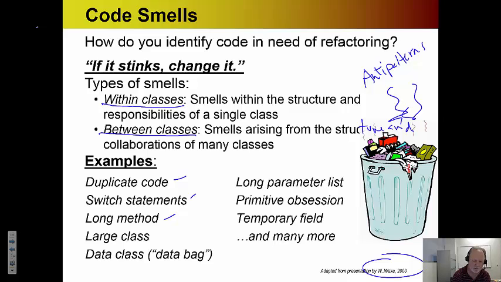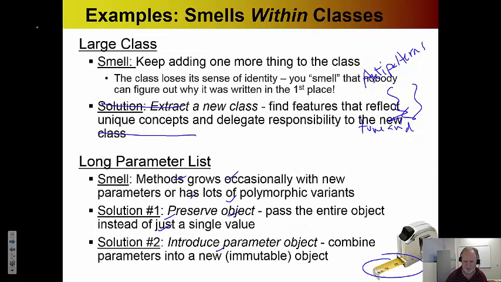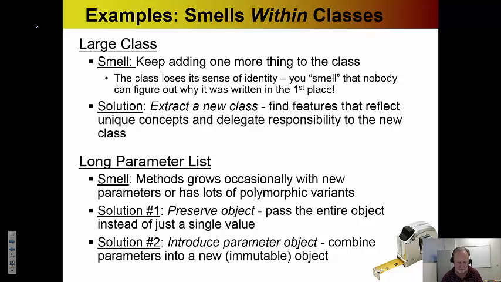Some examples, and I won't go through all of these: duplicate code showing up, bad switch statements, methods that are too long, classes that are too long, improper handling of primitive data, primitive obsession in data classes, really long parameter lists, temporary fields, and a whole bunch of other ones. Let's take a look at just a few smells that are within classes and a few smells that are between classes.